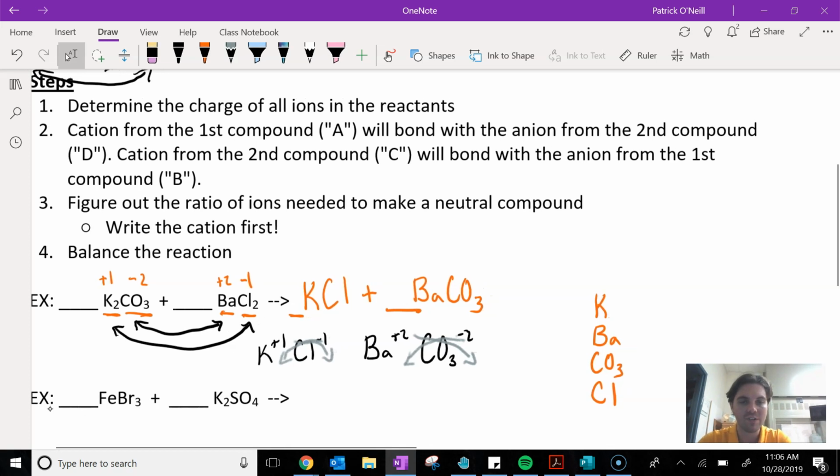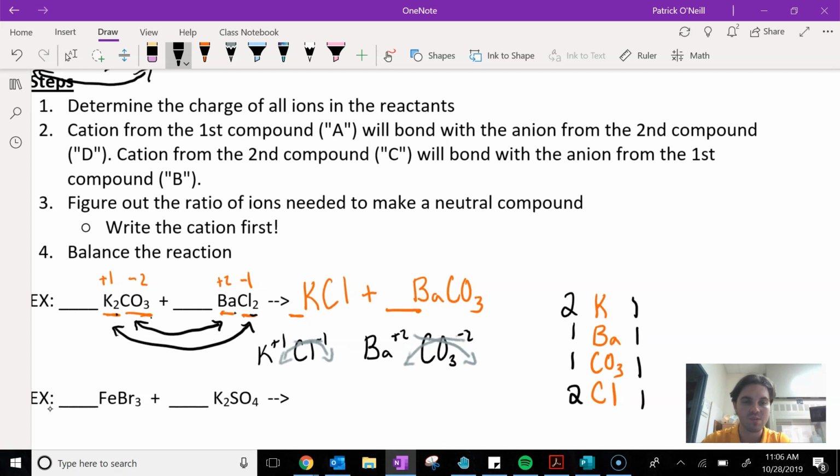So right now we have 2 potassium on the left. See, so K2. We have 1 CO3 on the left. We have 1 barium on the left in our reactants. And we have 2 chlorine on the left. Okay, so 2 chlorine, 1 barium, 1 CO3, 2 potassium. On the right, we have 1 potassium, 1 chlorine. We have 1 barium and 1 CO3. Okay, so 1 of each.